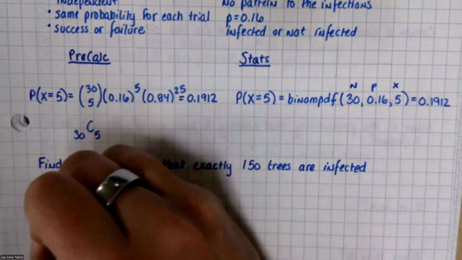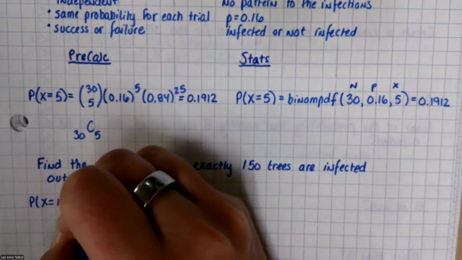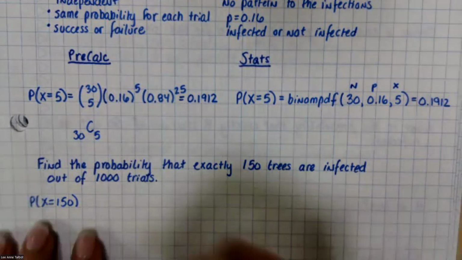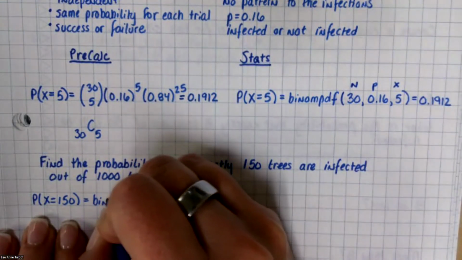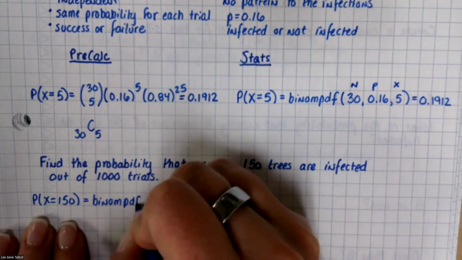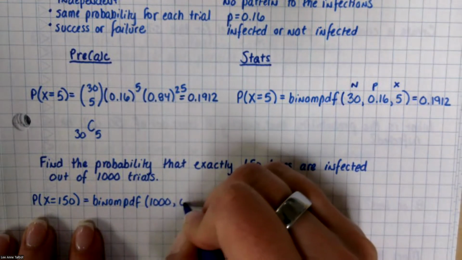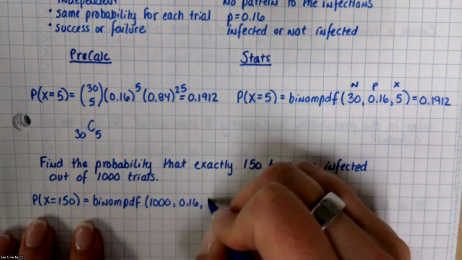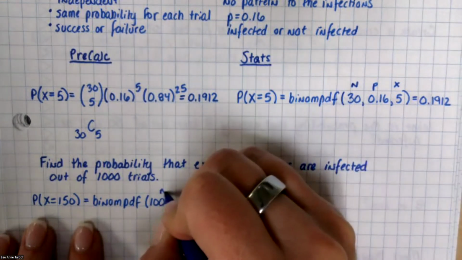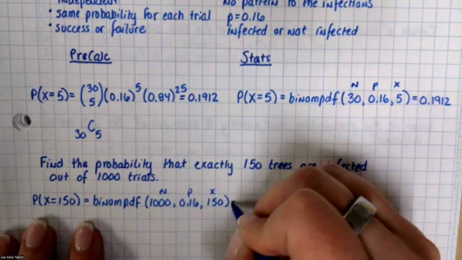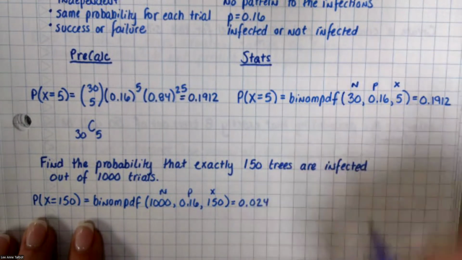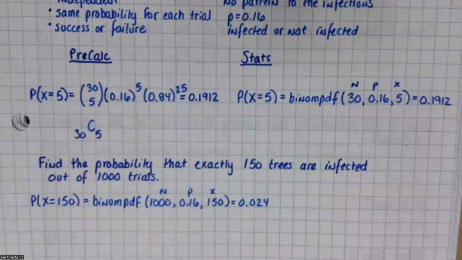Probability X equals 150. Binom PDF, 1,000, 0.16, 150, and the answer is 0.024. That is a full credit answer showing all the work, and that answer is also full credit for College Board, because you got your labeling, you've identified binomial, and you have your answer.